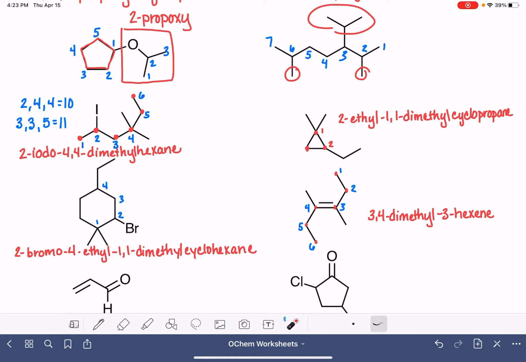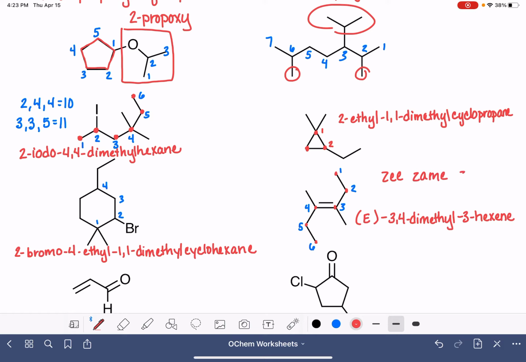And then don't forget that we need to include the stereochemistry in this molecule. This is trans, so we could say trans here. Or we could classify it using E and Z. This is an E, because Z refers to Z, Zame, Zide, which is the same as cis.